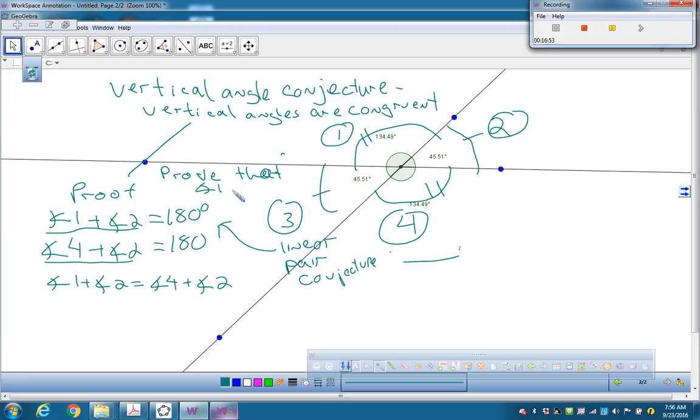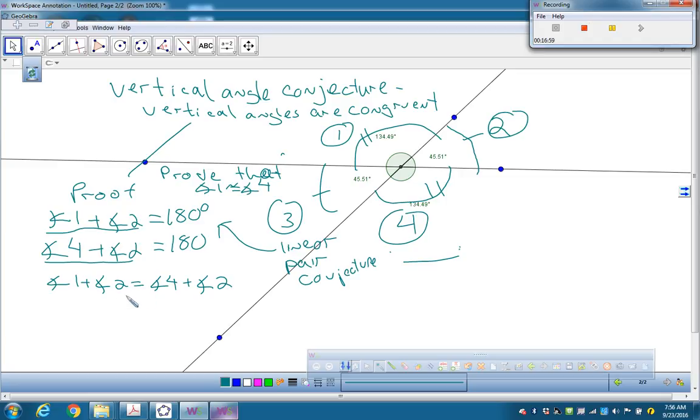Angle 1 is congruent to angle 4. You know angle 1 and 2 added together equals 180. You know that 4 and 2 is also equal to 180. Therefore, 1 plus 2 has to equal 4 plus 2. Can anyone see a way that I can get 1 equal to 4? What could I do to both sides of that equation? What could I take away? Use algebra. What can I do?